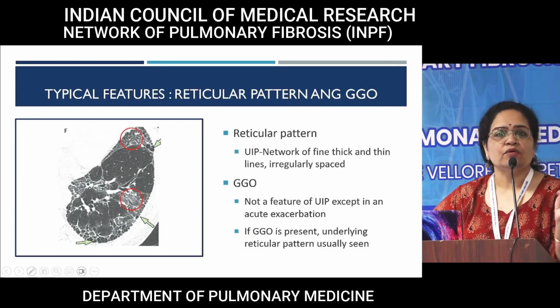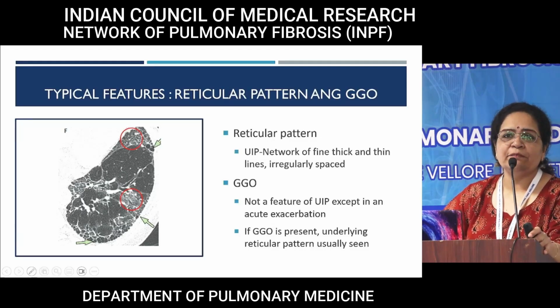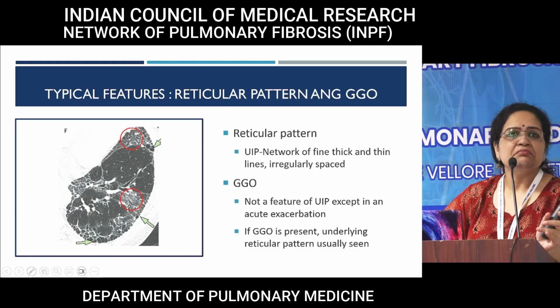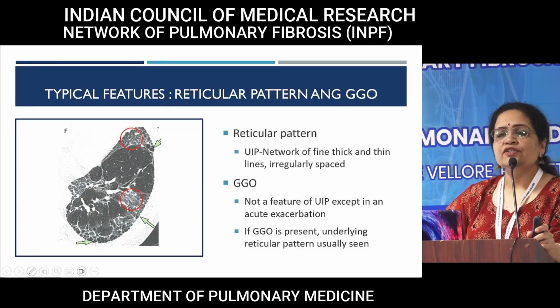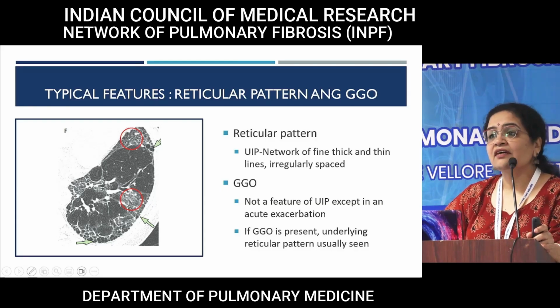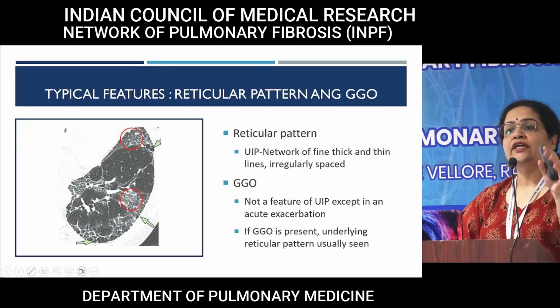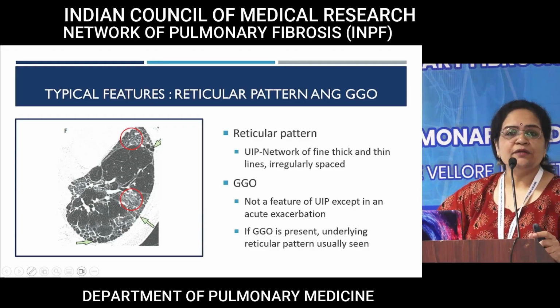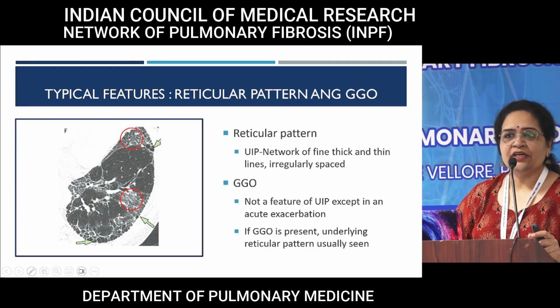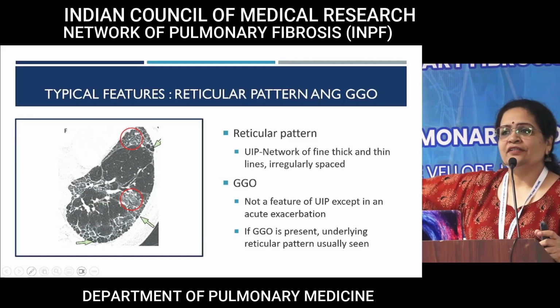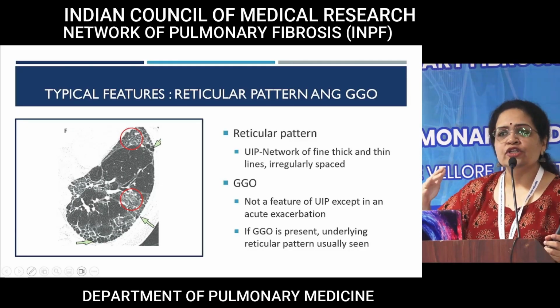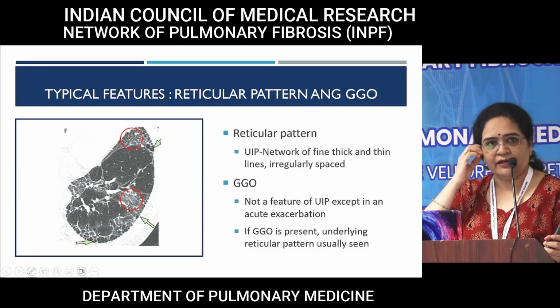Reticular pattern and GGO. So is GGO a feature of UIP? Mild GGO can be there. When? Progression of disease. Progression when? So usually you don't see only GGO in UIP. Usually it is superimposed on an underlying reticular pattern. Okay? So I am not talking about the text there because it has been covered. Usually it is superimposed on an underlying reticular pattern.